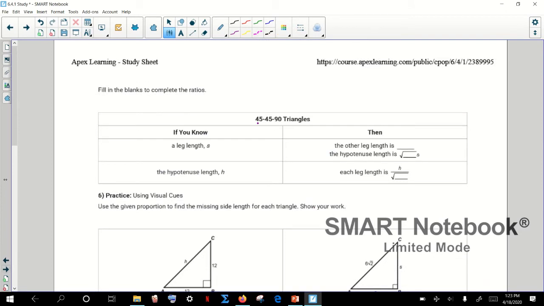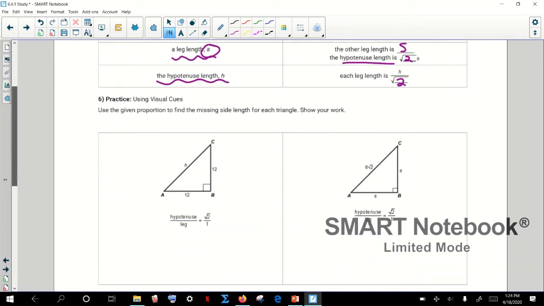Okay, so in a 45, 45, 90 triangle, if you know the leg length S, how would you find the other leg length? Remember that both of those legs are equal, so if you know that one leg length is S, that means the other leg length is also S. And then how would you find the hypotenuse? It's just whatever S is times square root of 2. Alright, so then what about if you knew the hypotenuse length? How would you find the leg length? Instead of multiplying by square root of 2, we would take h, whatever that hypotenuse is, and divide by square root of 2. Alright, so in a 45, 45, 90 triangle, that's how you would find the sides.